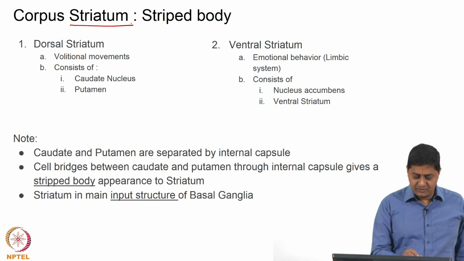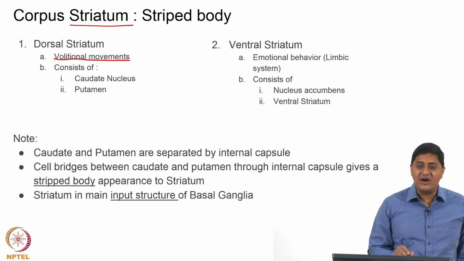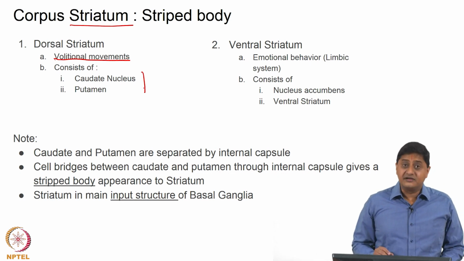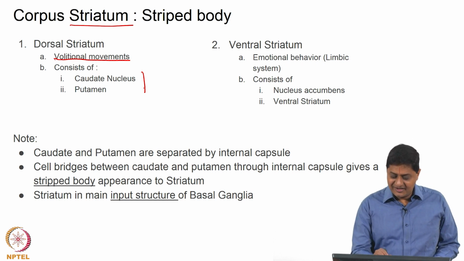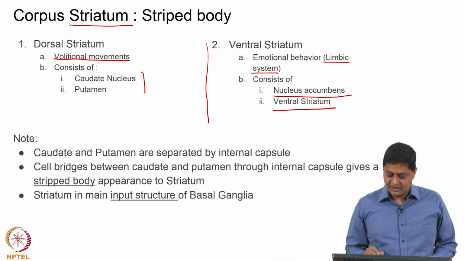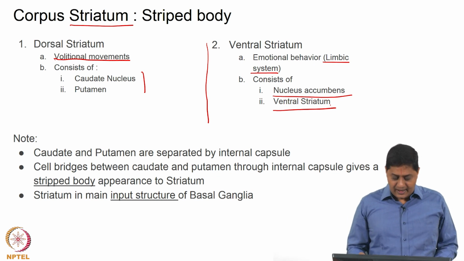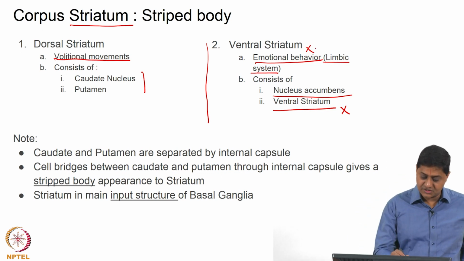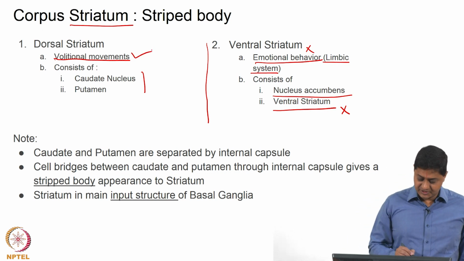Its function is believed to be modulation of voluntary or volitional movements. So, the dorsal striatum is believed to perform important functions related to movements, and it consists of the caudate nucleus and putamen. The ventral striatum performs limbic functions; the nucleus accumbens is also called the ventral striatum. This is something that we will not discuss, because limbic function and emotional behavior is not part of this course. Movements is something that we will discuss as part of this course.